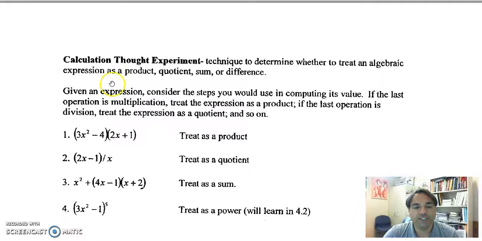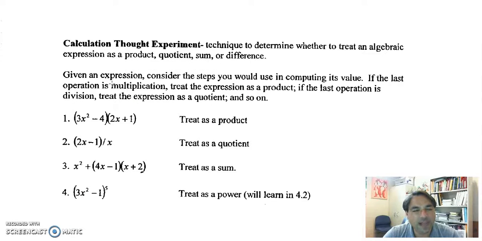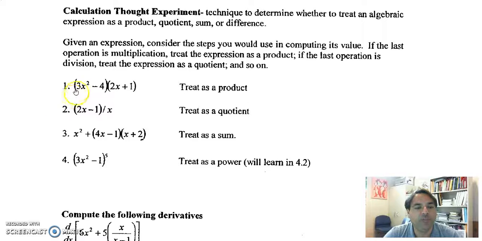Now, the next section is going to be talking about the calculation thought experiment, and basically, how do you know what you're going to do? Quotient rule, product rule, and we're going to learn some more later. But basically, if you plugged in numbers for x, whatever the last step would be, that's what you do. So in this case, I have one function being multiplied by another function, so it's product rule. But if you ever got a little lost, if you plugged in 0 for x and you work this out, the last thing you do is multiply. That's product rule.